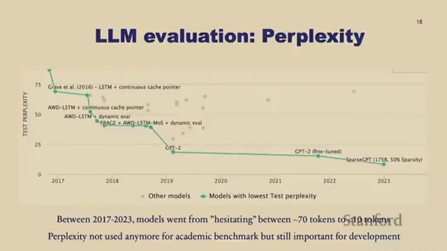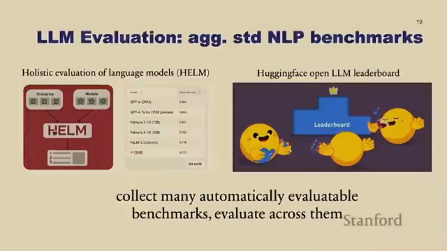So that's much better. Perplexity is actually not used anymore in academic benchmarking, mostly because it depends on the tokenizer that you use and on the actual data people are evaluating on, but it's still very important for the development of LLMs. When you train your own LLM, people will still really look at the perplexity. Another way, and now more common in academia, of evaluating these LLMs is taking all the classical NLP benchmarks, and I'll give you a few examples later, and aggregating everything. So you collect as many automatically evaluatable benchmarks as possible and evaluate across all of them.